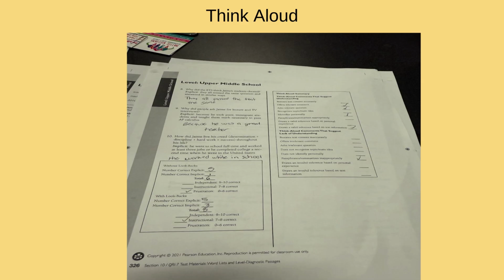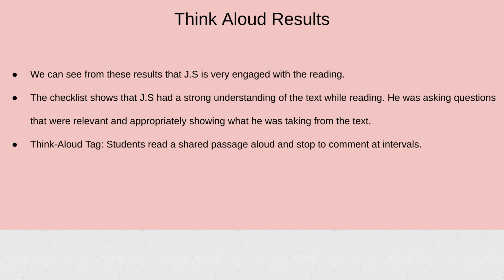It asks questions such as, does he offer relevant comments? Does he identify with the text personally? Does he draw valid inferences based on the text? As we look through that checklist, it lets us know that JS had a strong understanding of the text while reading. He was asking relevant questions. He was appropriately showing what he was taking from the text, meaning he was using small quotes, a couple of words or a phrase from the text, when he asked questions or made comments. And so we know that he genuinely did understand at least a little bit of what he was reading as he read it.